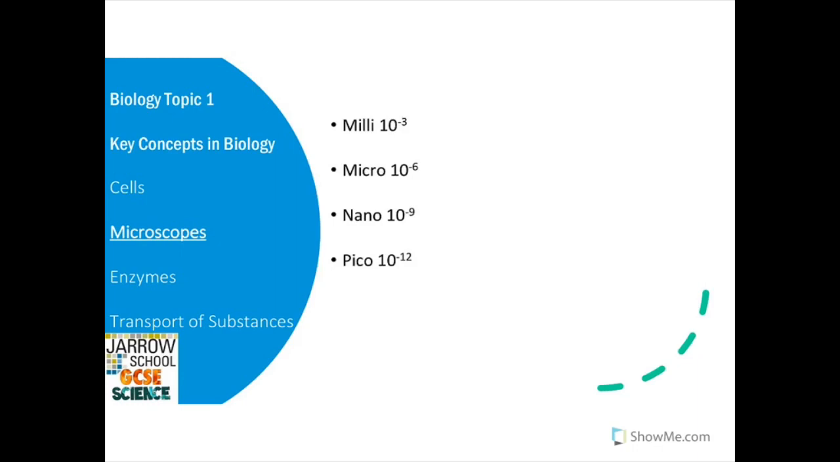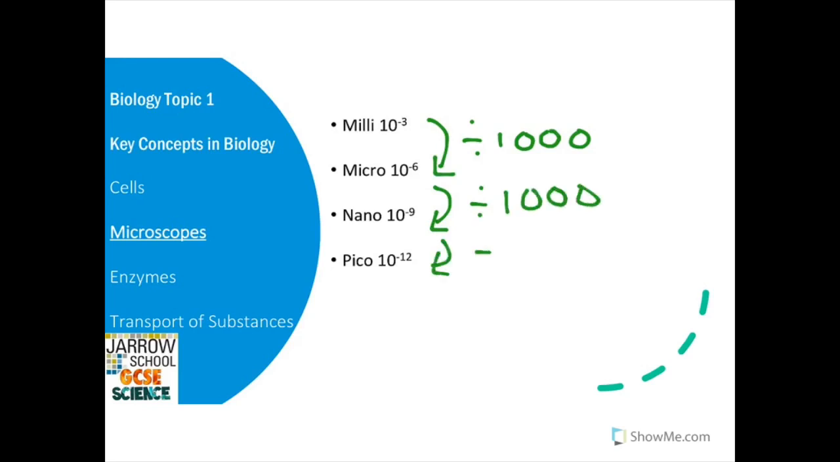So as you can probably see, a millimeter is 1,000th of a meter. A micrometer is 1,000 times smaller than a millimeter. A nanometer is 1,000 times smaller than a micrometer, and a picometer is 1,000 times smaller than a nanometer.